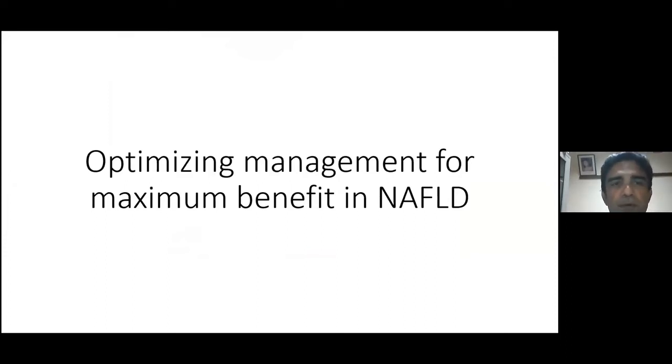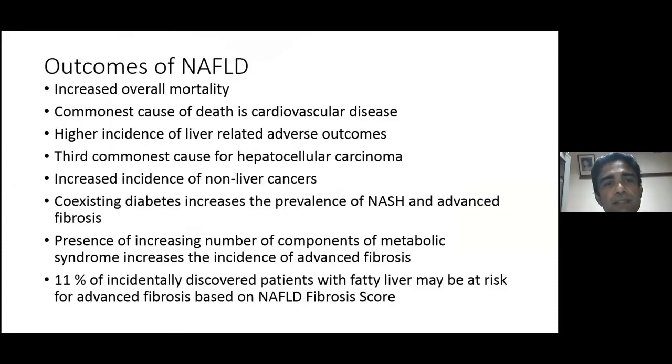So what are the outcomes of non-alcoholic fatty liver disease? Increased overall mortality. The commonest cause of death in patients with non-alcoholic fatty liver disease is cardiovascular. Higher incidence of liver-related outcomes. Third commonest cause for hepatocellular carcinoma. Increased incidence of non-liver cancers. Coexisting diabetes increases the prevalence of NASH and advanced fibrosis. Presence of an increasing number of components of metabolic syndrome increases the incidence of advanced fibrosis.